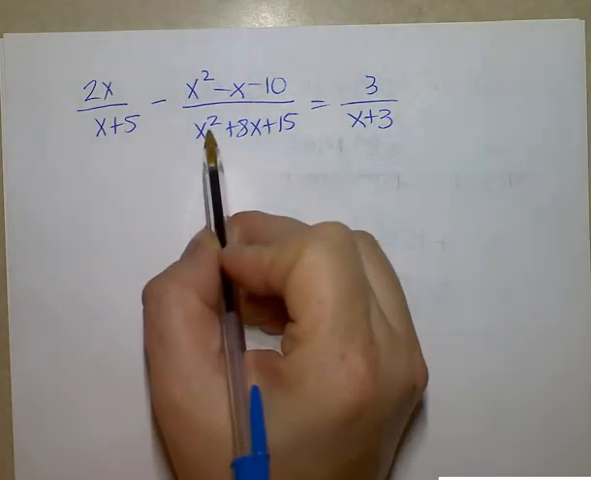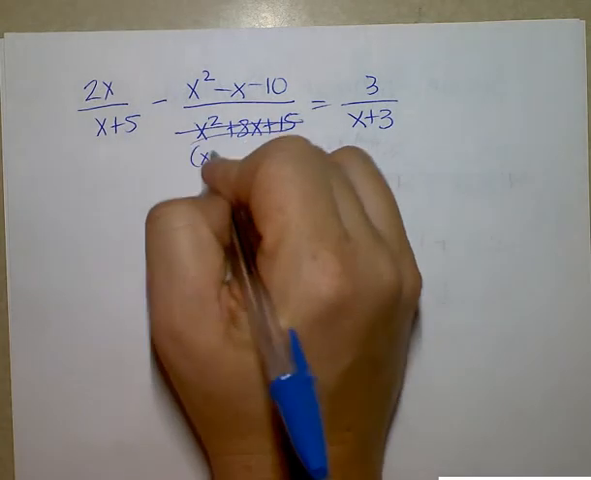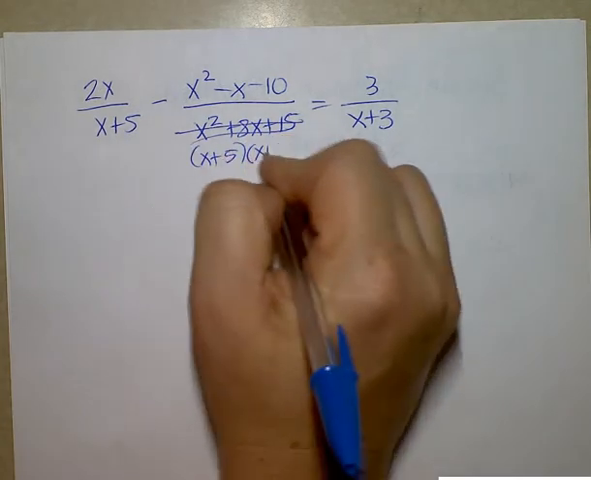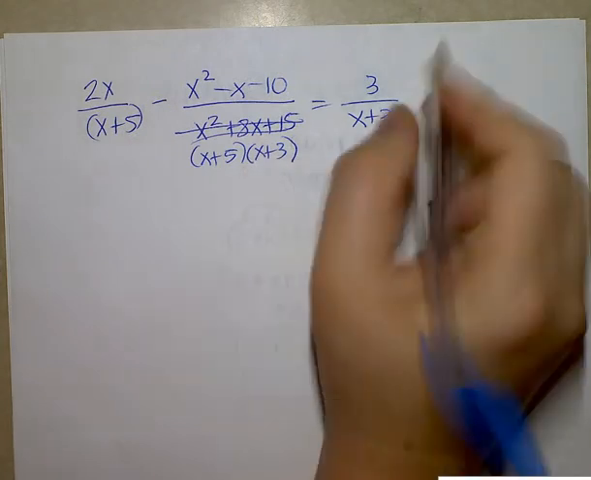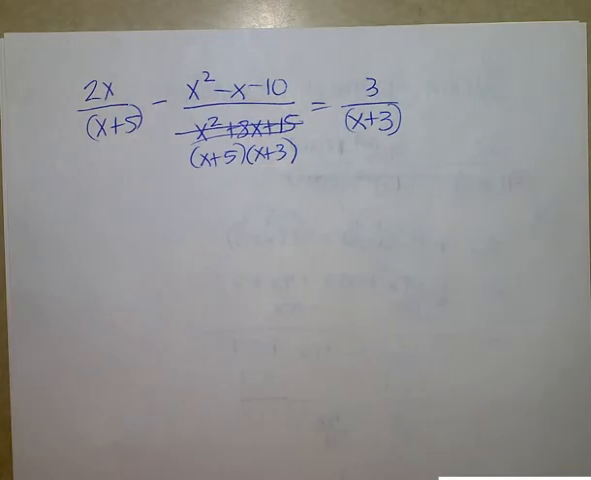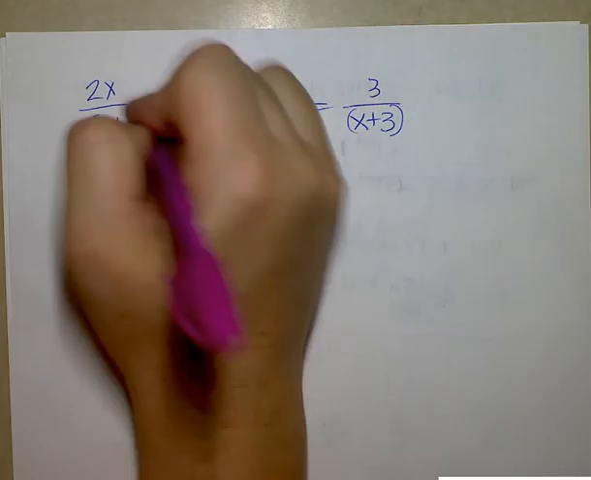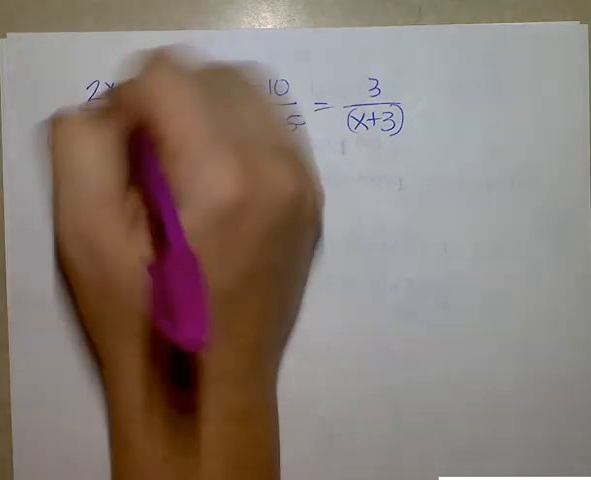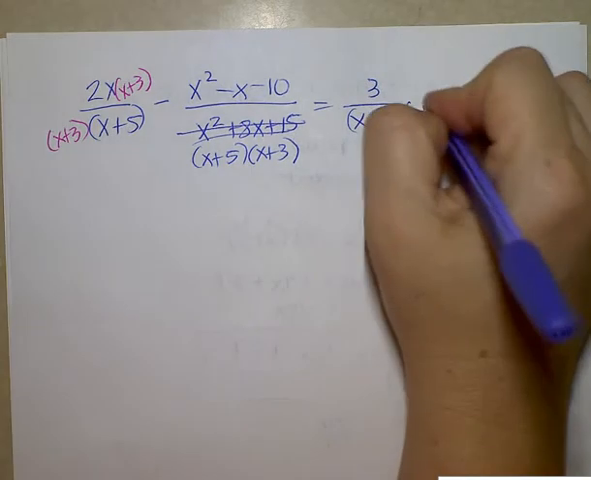Two numbers that multiply to give 15 and combine to give 8 would be x plus 5 and x plus 3. So when I focus on the denominators, I have a group of x plus 5 and a group of x plus 3, but they all have to have the same denominator. So the first section is missing x plus 3. I'm going to attach an x plus 3 to both the top and bottom. And the last section is missing an x plus 5.